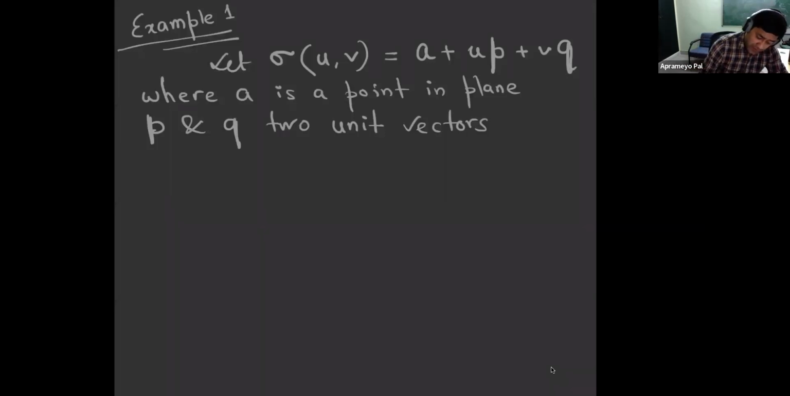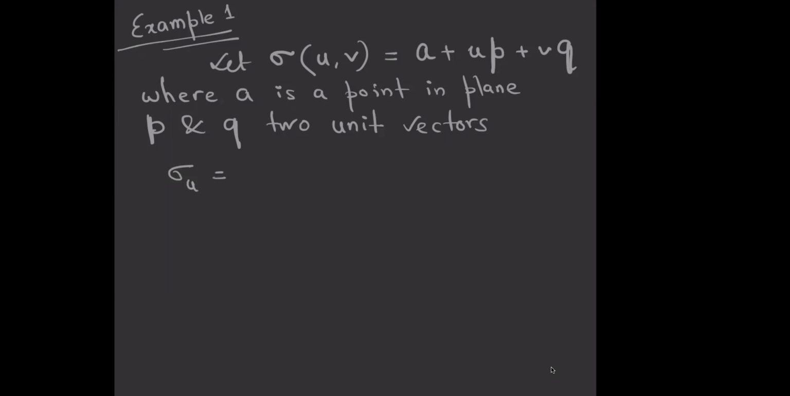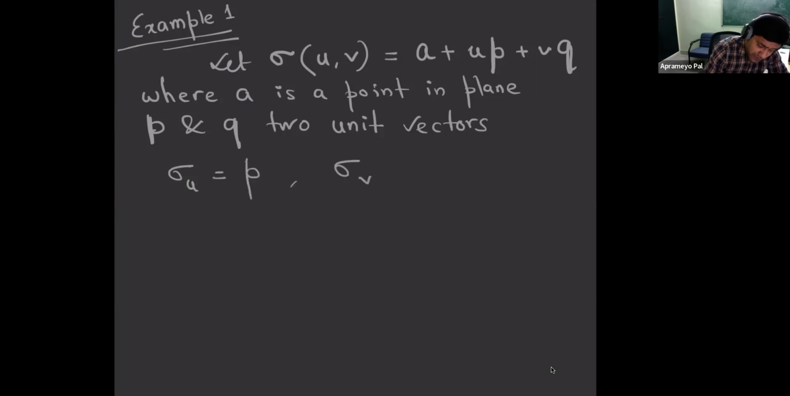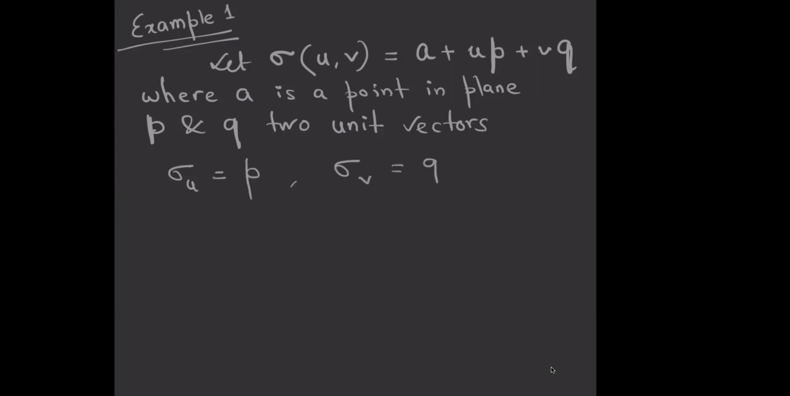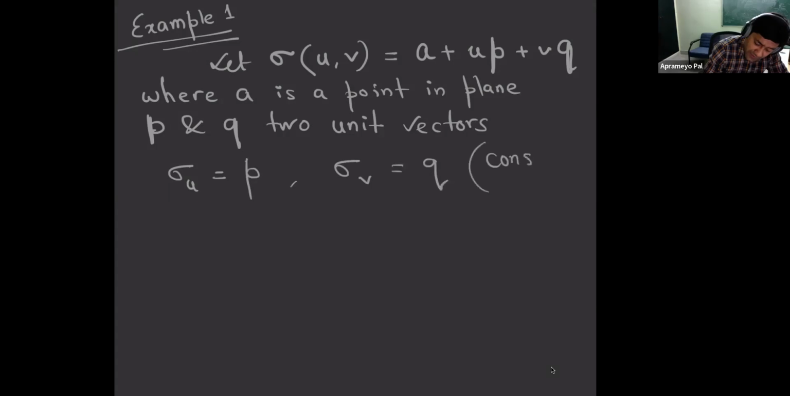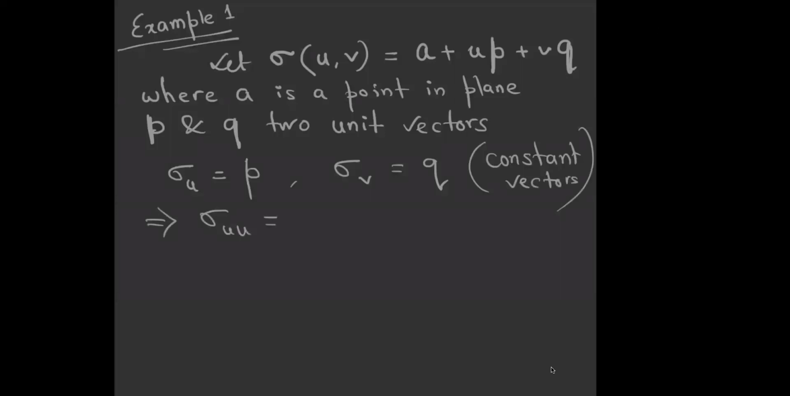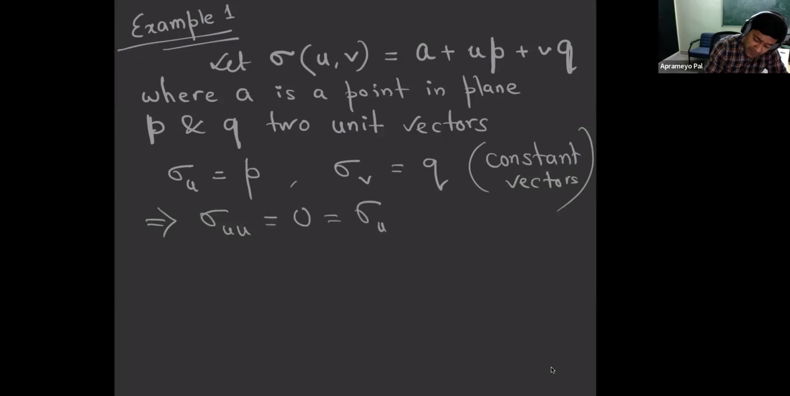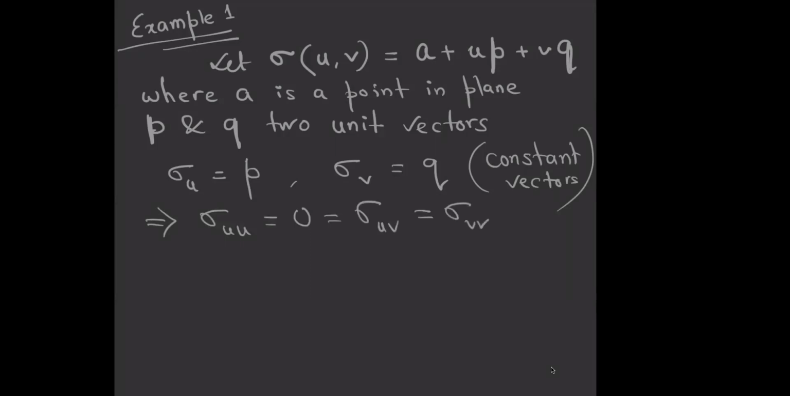Okay. So now, if this is the surface patch, what is sigma u? Any guess? P. Yes. And what is sigma v? Q. Yeah. So these are constant vectors, right? Yes. Okay. So once you have sigma u and sigma v constant, what is sigma uu then? Zero. Yes. And that's exactly the same for sigma uv and sigma vv.